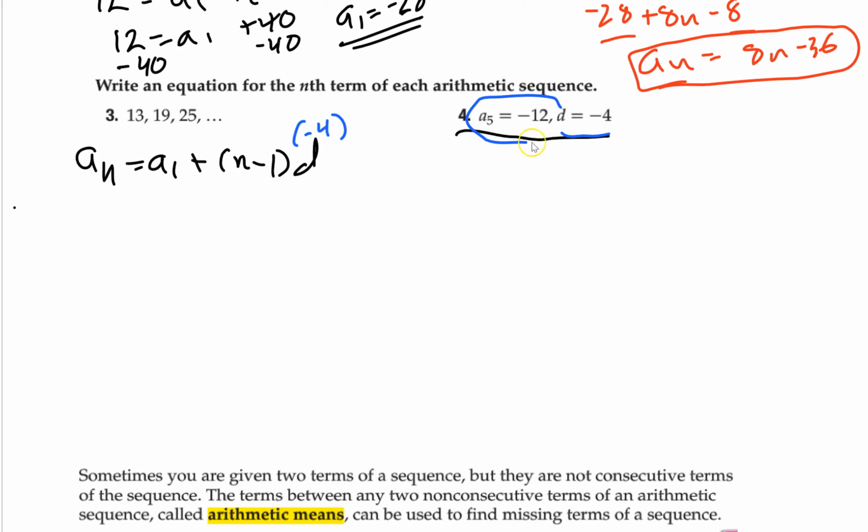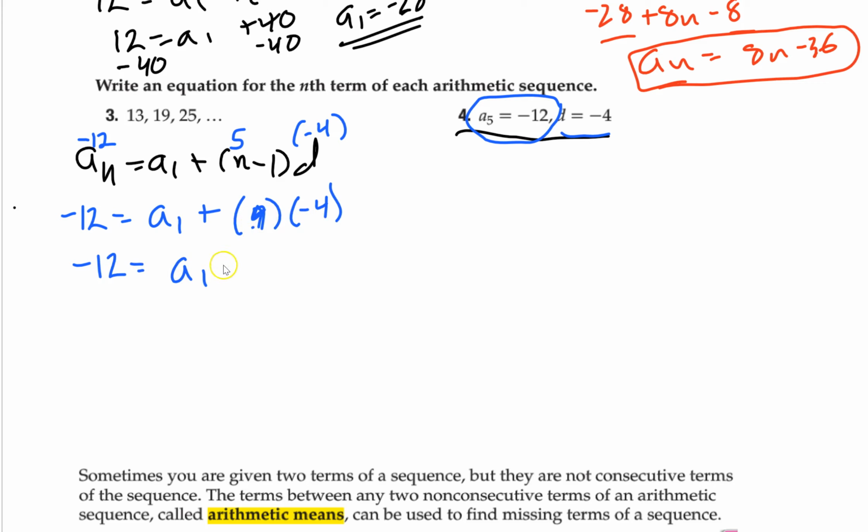And again, what does this mean? This is the most important part. This means when I plug in 5, it equals negative 12. When I plug in 5, I get negative 12. The 5th term is negative 12. So we have this. We can simplify this a little bit. So now we have this. We get A1 plus negative 4 times 4, which is negative 16. Plus negative 16. I don't know why I put plus there. Get A1 by itself. Plus 16, plus 16. A1 equals 4.